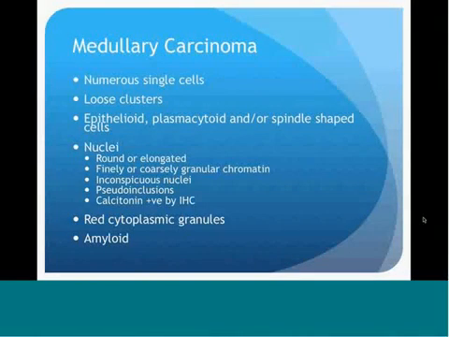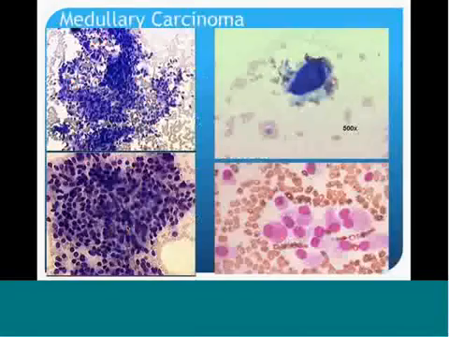The nuclei are round or elongated. They don't have conspicuous nucleoli. The chromatin is finely or coarsely granular. Sometimes you have pseudo-inclusions, but the real giveaway is if you get a cell block and you do immunohistochemistry on it, the calcitonin is usually overtly positive. Sometimes you can see cytoplasmic granules that are red, and also amyloid.